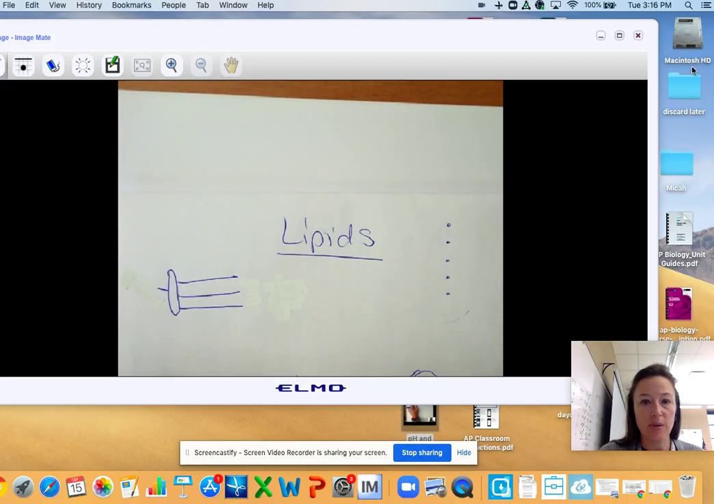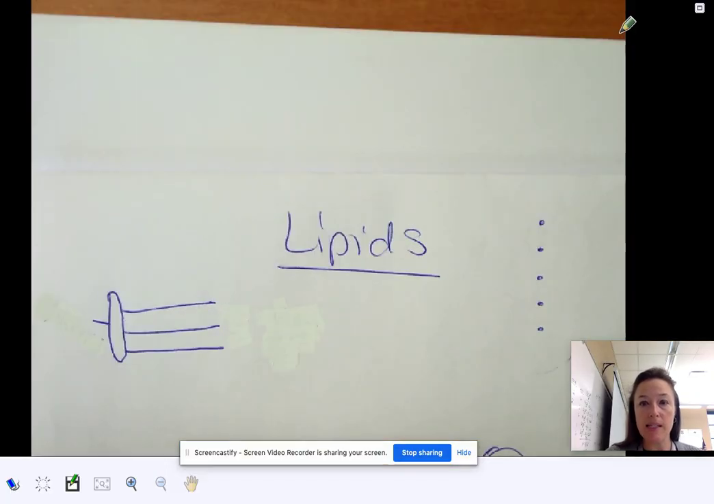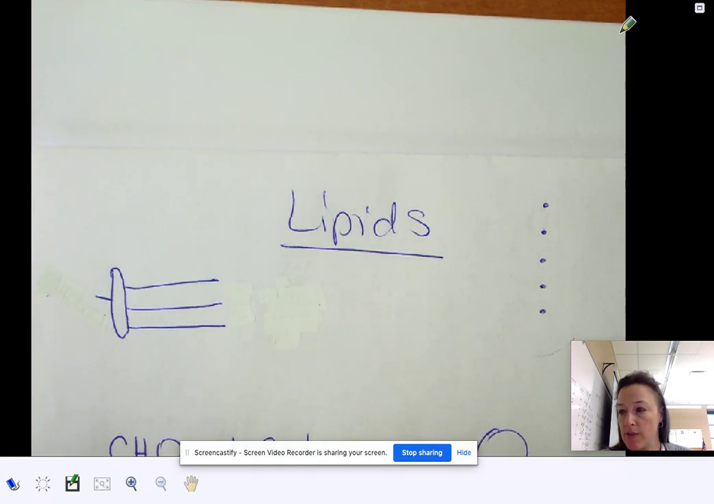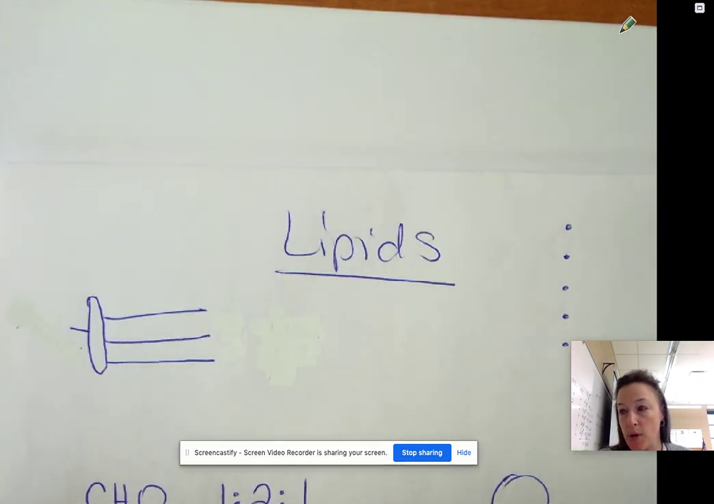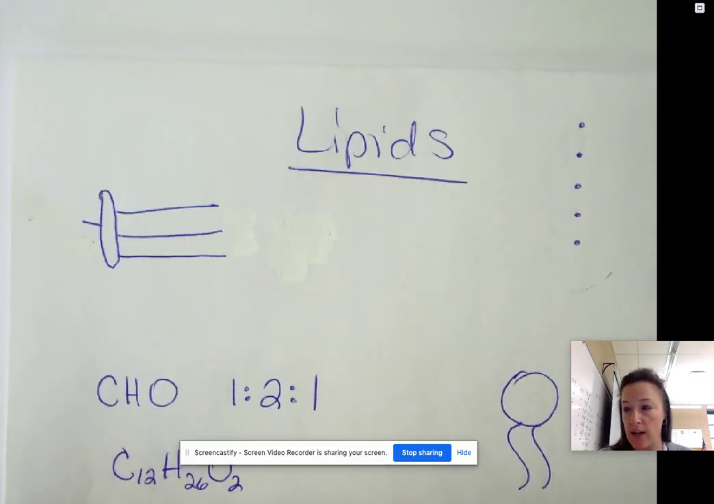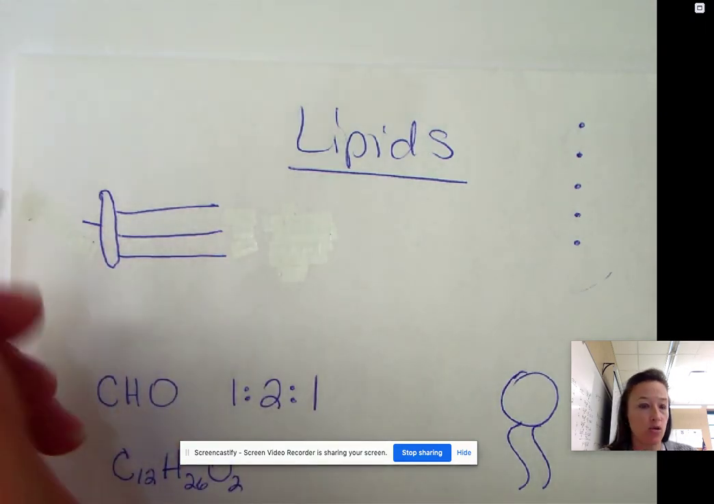All right, so here we are to talk really quickly about lipids. The first I can statement is I can name the parts of a lipid, specifically a triglyceride, and tell why a lipid is not a true polymer.